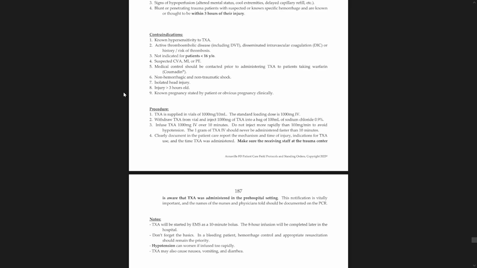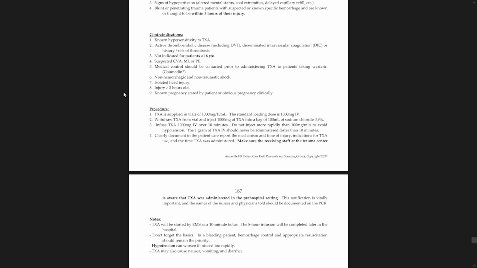Non-hemorrhagic and non-traumatic patients, isolated head injuries, injuries greater than 3 hours old, known pregnancy stated by a patient or obviously pregnant clinically. The procedure: TXA is supplied in vials of 1,000 milligrams by 10 mL. The standard loading dose is 1,000 milligrams via IV.